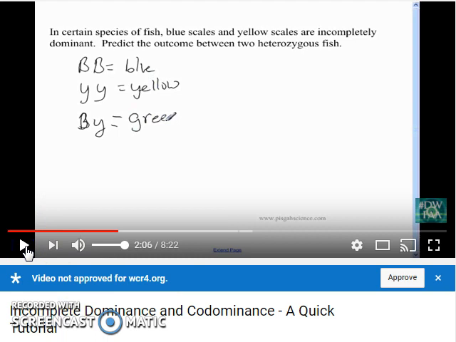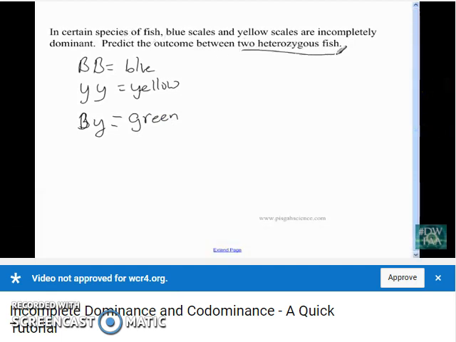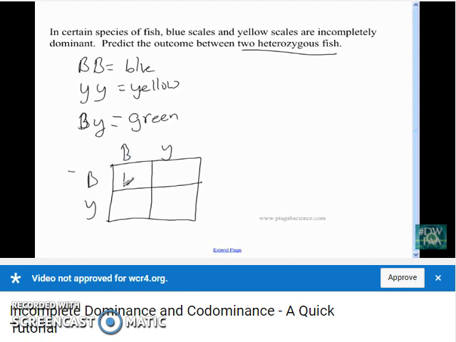You need to be writing this down in your notes off to the side or on a piece of paper. So it says predict the outcome between two heterozygous fish. Now two heterozygous fish is going to be this one. So these are two green fish that we're going to be crossing. I'm going to make my Punnett square, one letter over every box. And then I'm going to fill it in just like we have in the past.